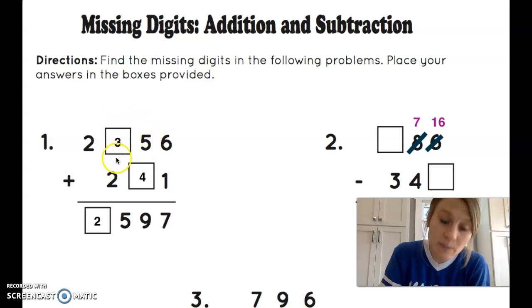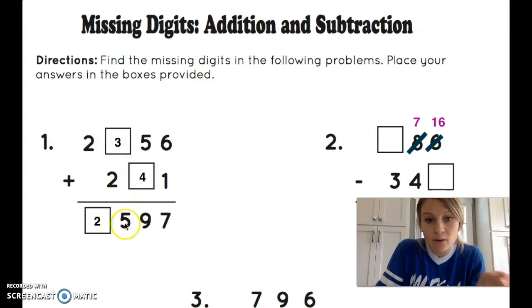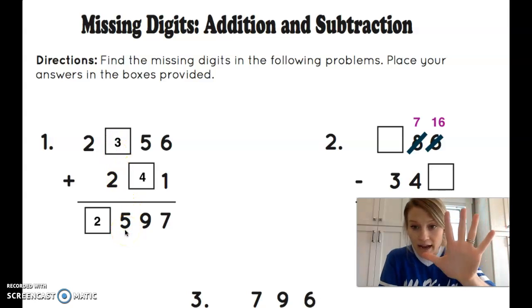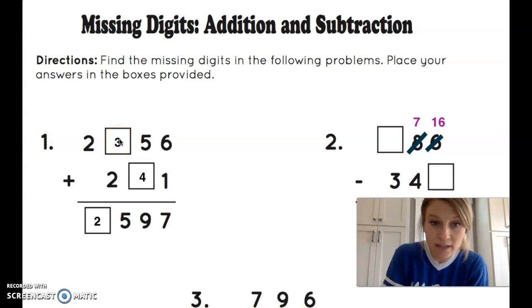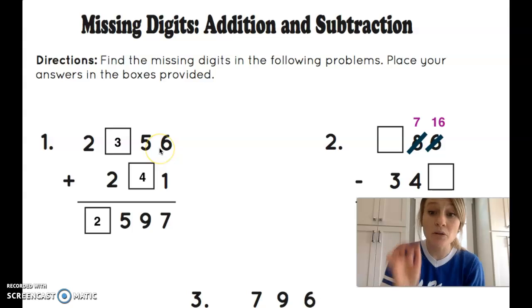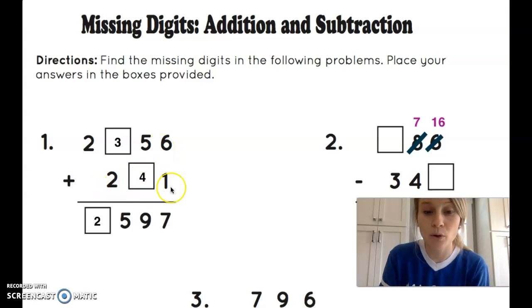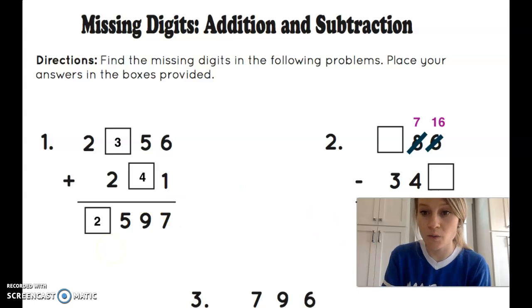Now, I got to go to this place value. 2 plus what equals 5? Or 5 take away 2 equals 3. And look, it works both ways. 3 plus 2 is 5. And then 2 plus nothing equals 2. So 2,356 plus 241 equals 2,597. That makes sense. That all works well together.